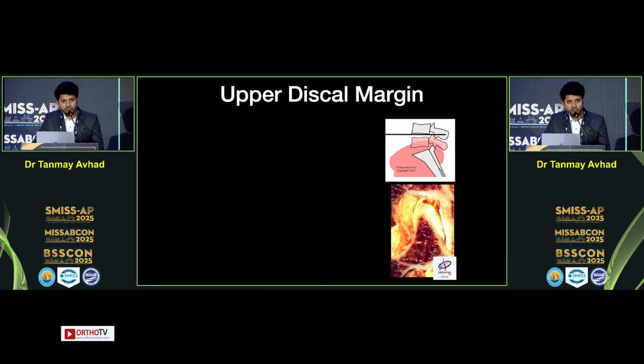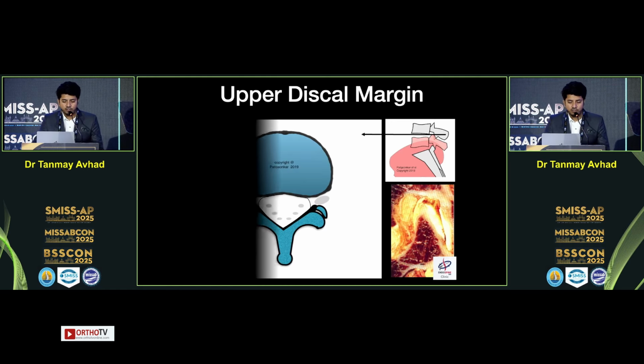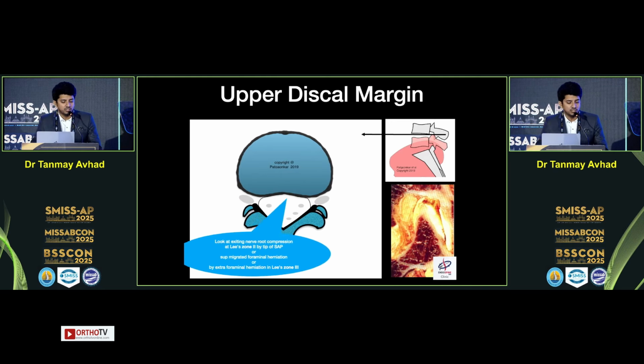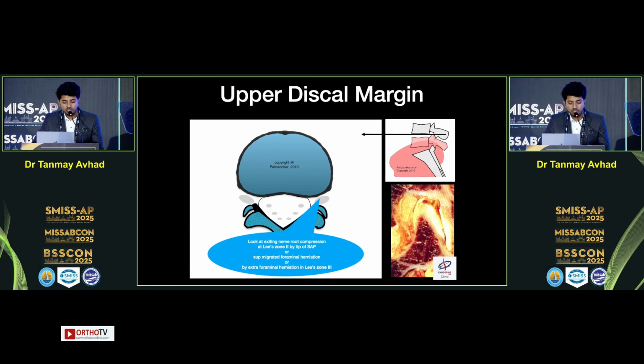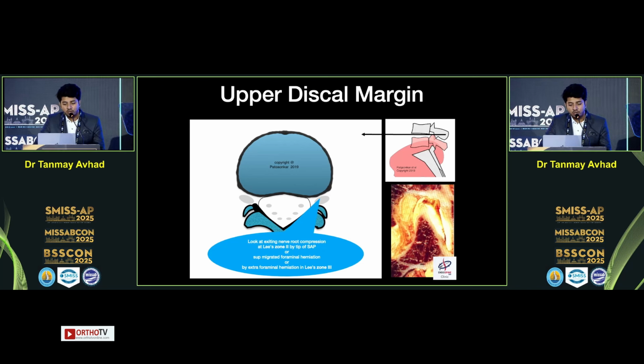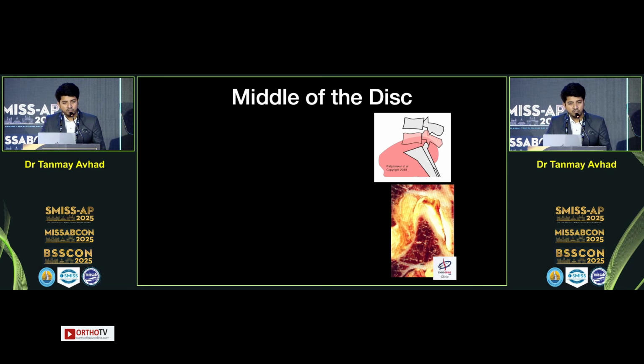First, understand what you see at the level of the upper discal margin. This is the upper discal margin cut on the axial cut. You want to see the exiting nerve root. You want to see whether it is being compressed by the tip of the SAP, a posterior component, or a foraminal or extraforaminal herniation. Understanding every cut in the axial MRI is essential to understand the pathology more clearly. Then we want to see the middle of the disc.